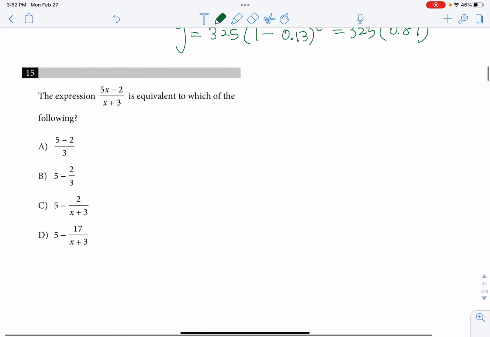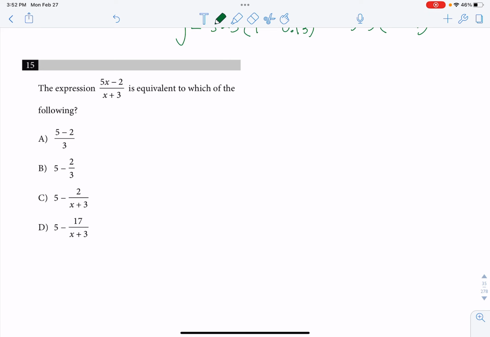And then the expression 5x minus 2 over x plus 3 is equivalent to which of the following? When you check the answer choices, this is not something that you have to simplify. This one is a division problem. Then you have to find the quotient after you divide 5x minus 2 divided by x plus 3. That's what you have to do.